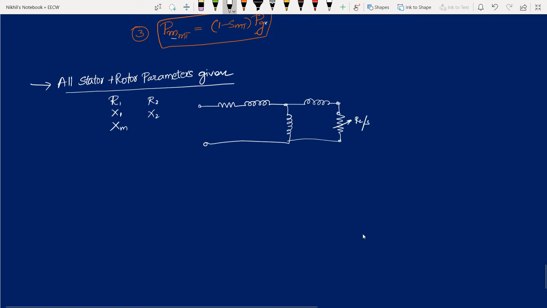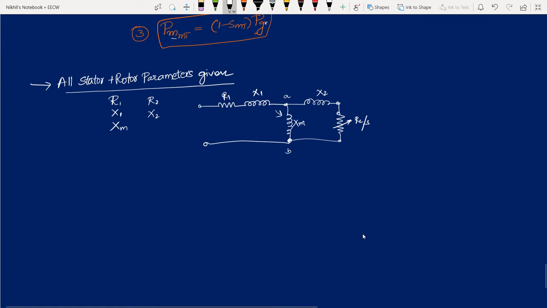This is R2 by S, this is X2, this is Xm, this is R1, this is X1, isn't it? Now this is the equivalent circuit considering all the stator parameters as well. Now let us say this is point A and B. I just want to replace this circuit with a Thevenin equivalent.